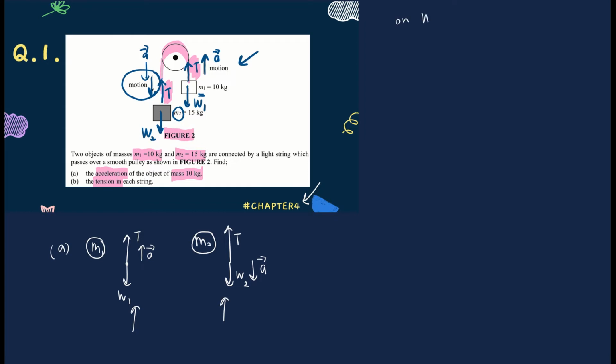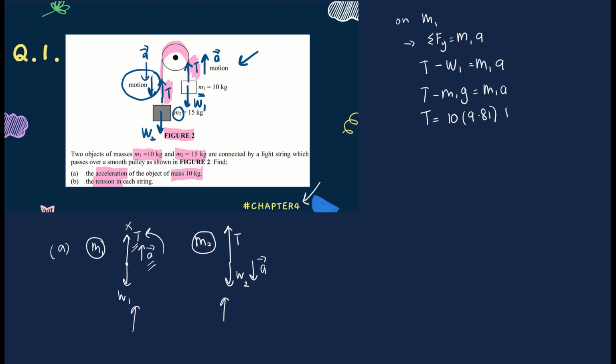On M1, summation of Fy is equal to M1A, so it's going to be T minus W1 is equal to M1A. Why do we have T minus W1? Because our direction of acceleration is the same as the direction of tension, so this tension is supposed to be positive. We substitute the values: T minus M1G is equal to M1A. So T is equal to M1 is 10, times 9.81, plus 10A. This is our first equation.